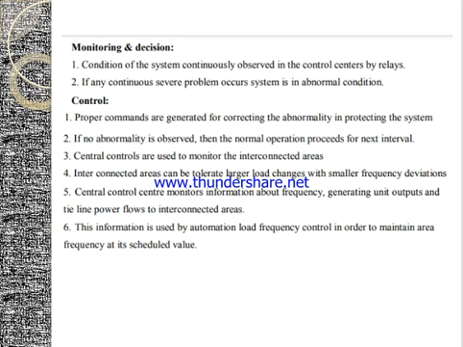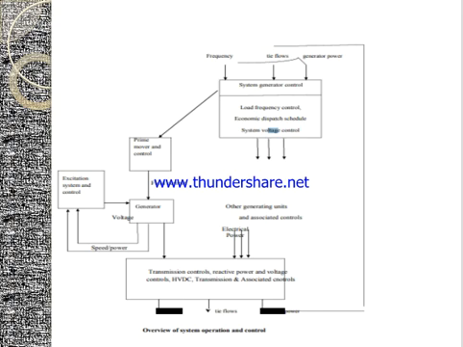Central controls are used to monitor the interconnected areas. Actually, the interconnected areas can tolerate large load changes with small frequency deviations. The central control center will monitor the information about the frequency, the generator unit inputs and the tie line power flows to the interconnected areas. This information is then used by the automated load frequency control in order to maintain the area frequency at the desired level. So this is how the control action or the operation action is tied up with the transmission side as well as the generation and the dispatch side.